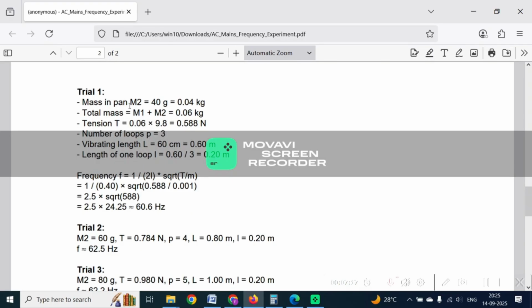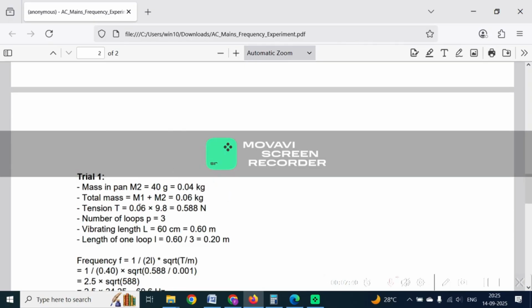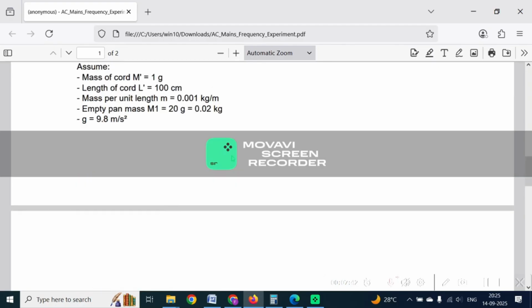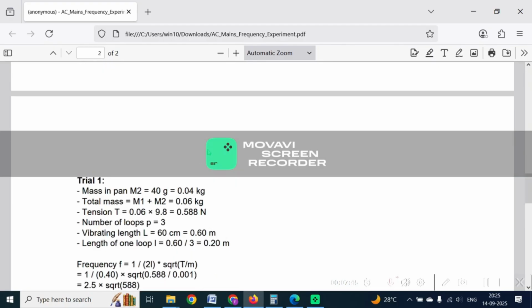So mass in pen M2 is 40 gram. I have put it as 0.04 kg, converting from gram to kg. Now total mass is M1 plus M2, 0.06. I think you got my point how I calculated this 0.06 kg. M1 is 0.02 kg and M2 is 0.04 kg. When we add these two values, we get 0.06 kg.